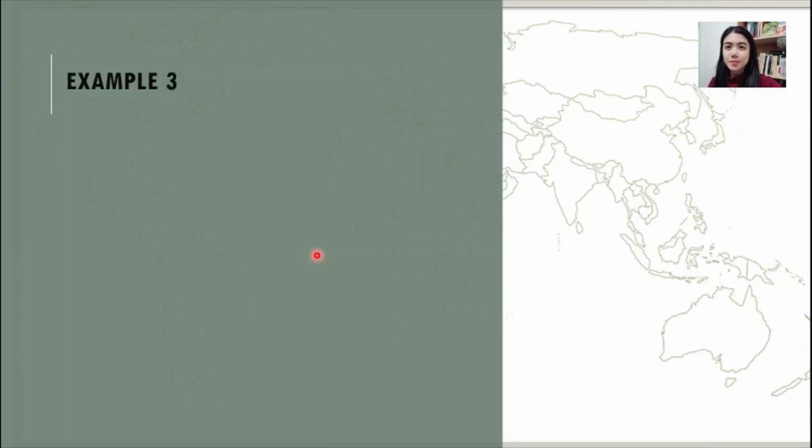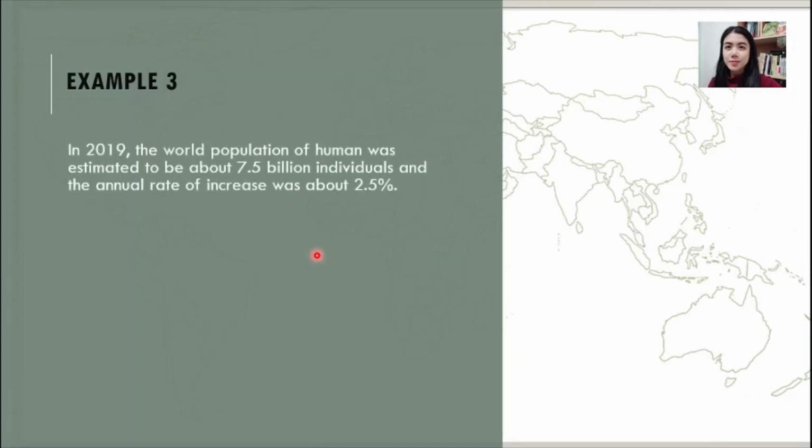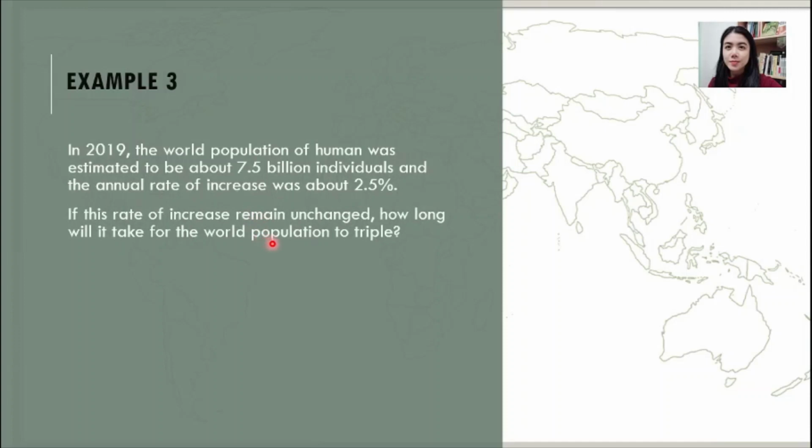Okay, let's just look at example 3. In 2019, the world population of humans was estimated to be about 7.5 billion individuals, and the annual rate of increase was about 2.5%. If this rate of increase remains unchanged, how long will it take for the world population to triple? What will the estimated world population be in year 2050?